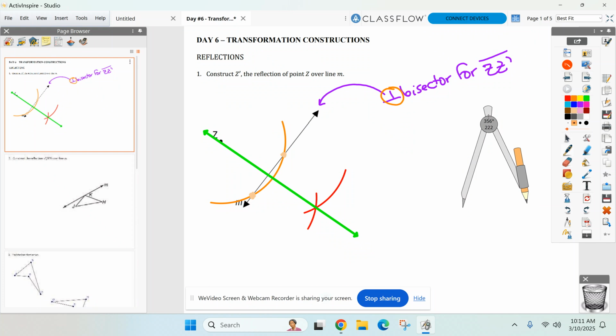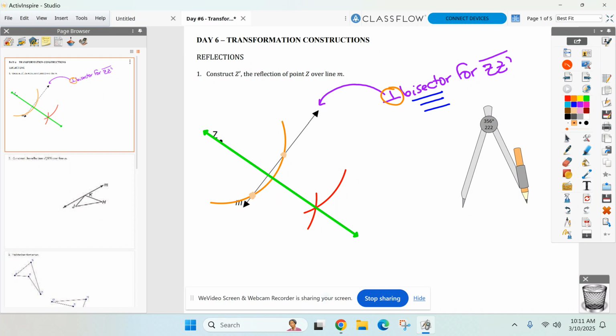All right, so now take a look on my copy up here. I know Z prime's got to be somewhere on this line, on this side. It's not going to be over here on this side. It's got to be on the opposite side of M. Z prime's got to be somewhere on this perpendicular line. Where? Here comes the second part. Line M is a perpendicular bisector. So the distance from Z to M has to be the same from M to Z prime.